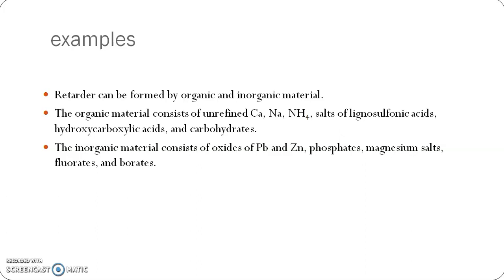These chemicals have a variable action on different types of cements. For a particular type of cement, you cannot use starch or cellulose. Only certain cements can be used along with certain types of retarders. That has to be carefully determined and implemented in the field. This is all about retarders.